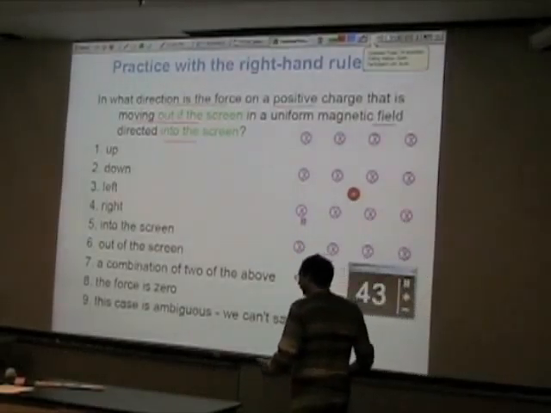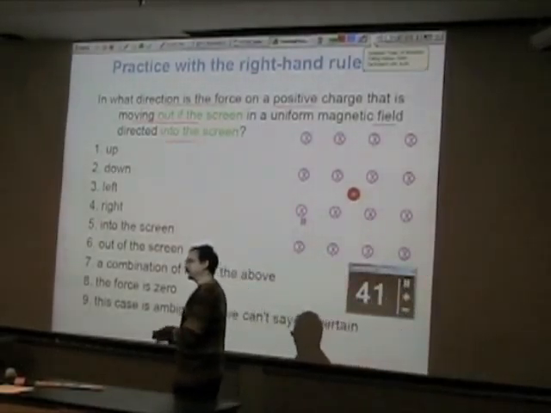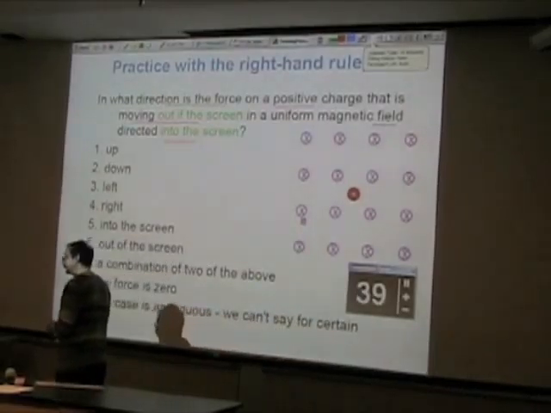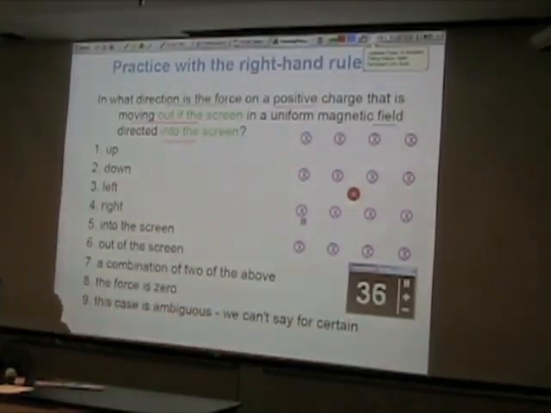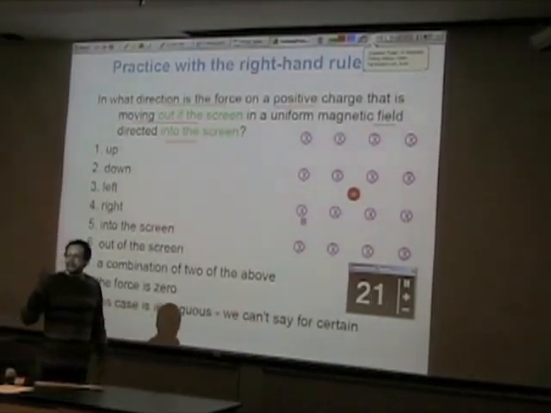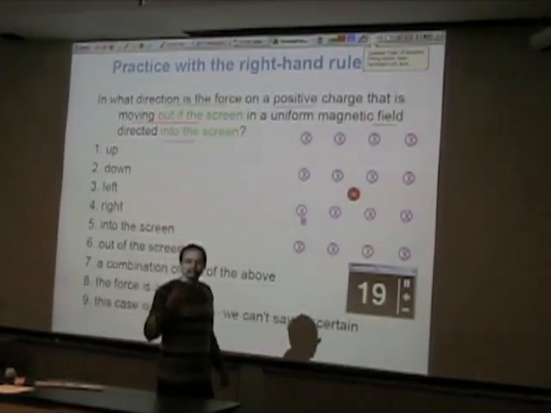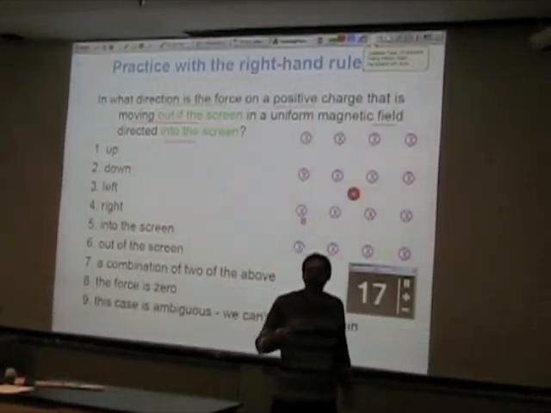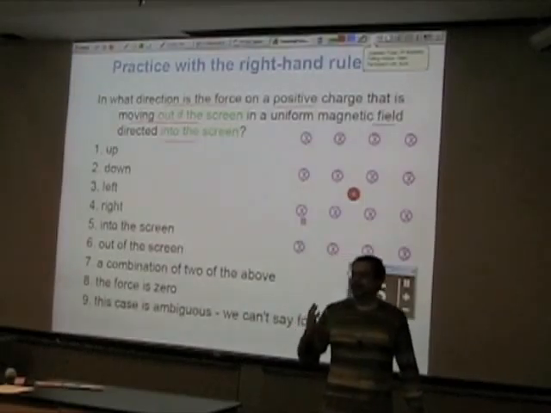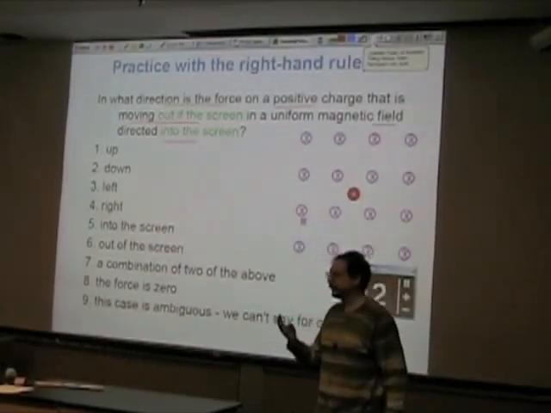You have to ask yourself, okay, does the particle have a charge? Does a magnetic field surround the particle, is it present in the region? Is the particle moving? What is the angle? These are four variables directly related to the force acting on the particle in a magnetic field.